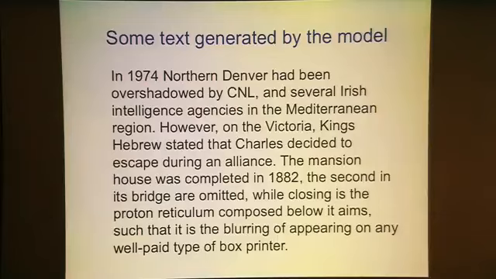A good thing about this is you can take this text and you can search Wikipedia, and if a string is not in Wikipedia, it cannot possibly have been in the training set for this net, okay? So you know, for example, that you can look for "escape during an alliance," and it probably isn't there. Most of the strings of 4 words here are not in the Wikipedia. It's really generating this stuff.